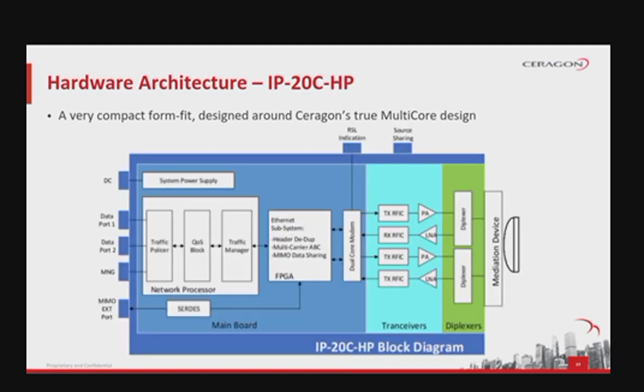The next diagram presents a detailed block diagram of the ip-20c high-power version. As you can see, it is almost identical to the classic ip-20c, keeping full system capabilities with the same compact form fit. The all-outdoor system architecture presents the same multi-core design with the added options of using either transceivers or duplexers, marked in light blue and green to the right side of the diagram, just before the antenna connection.